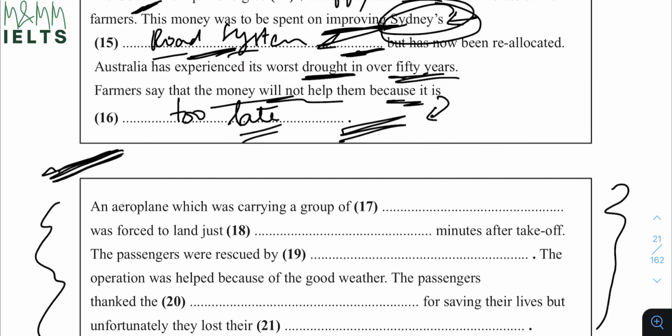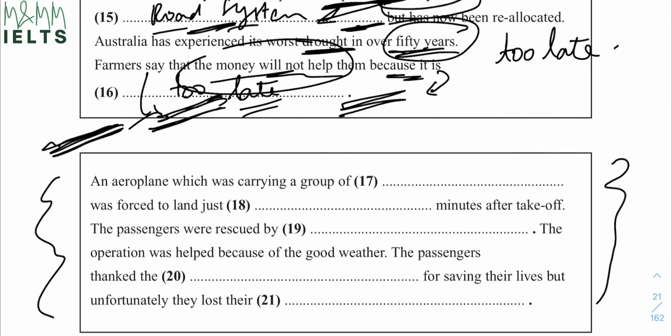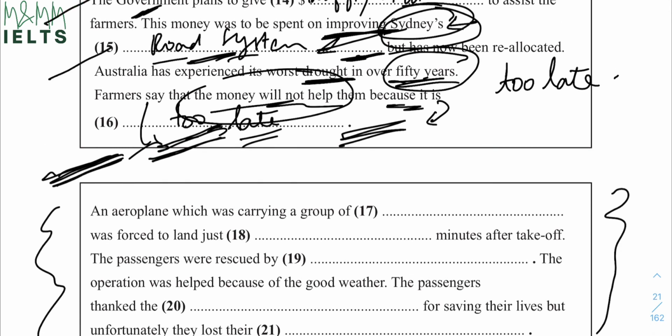This is what the farmers said: it's too late. So I was very attentive that he said 50 years, and farmers said that it won't be of help. Obviously he did not say because, but farmers felt it is too late. Farmers felt and farmers say is the same thing over here. So again, being attentive is very important. The answer over here is too late. Obviously you don't have to put a full stop, it's already there. So that's job done. We've completed 14, 15 and 16.